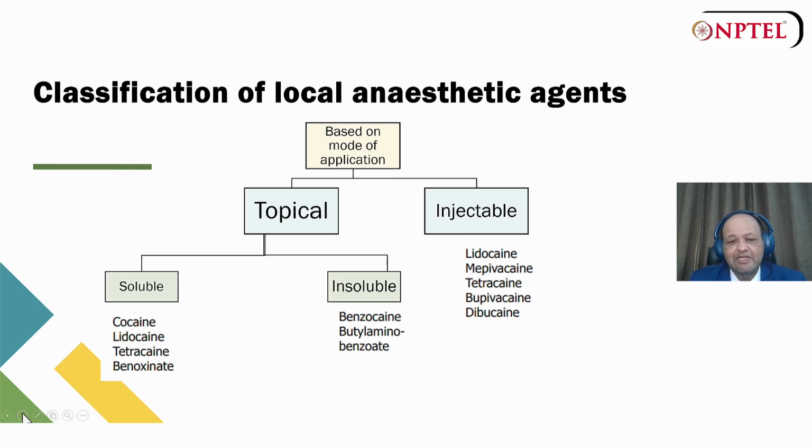The second classification is based on the mode of application. Where do we use it? The topical local anesthetics are the ones which are soluble and the ones which are insoluble. Cocaine, lidocaine, tetracaine, and benoxinate are used for topical anesthesia, and the insoluble ones are benzocaine and butyl aminobenzoate.